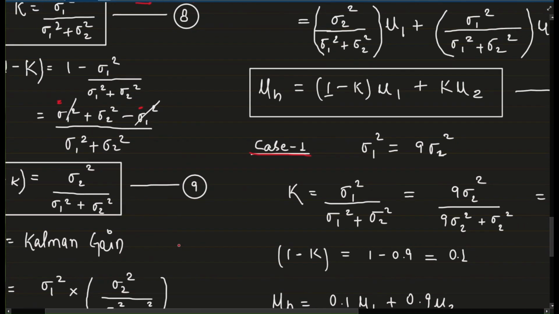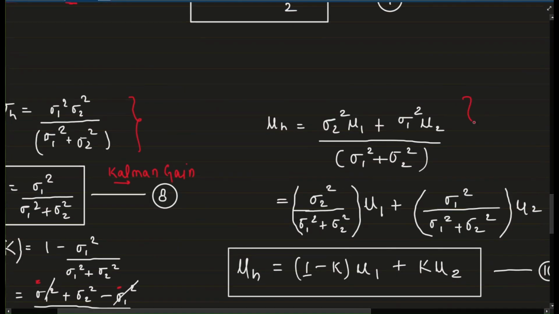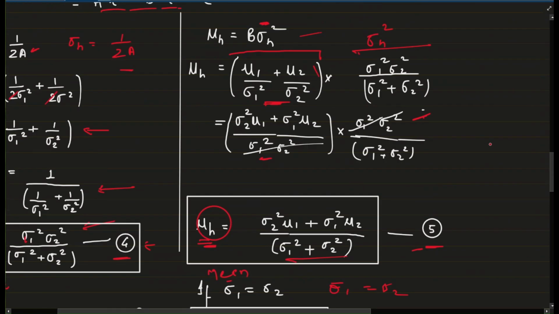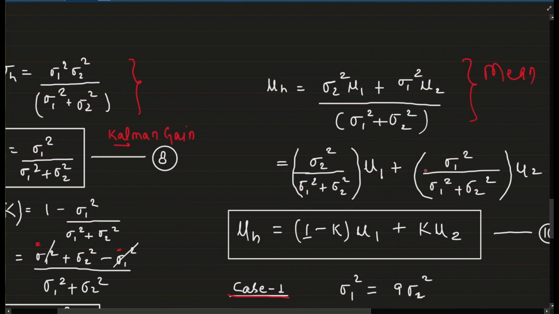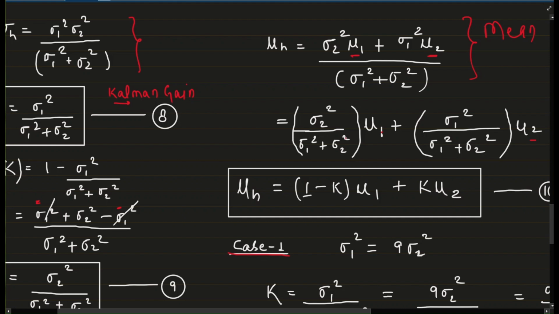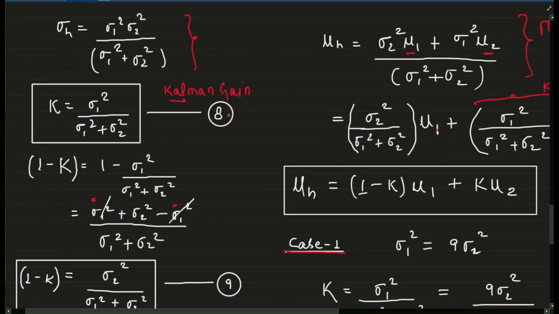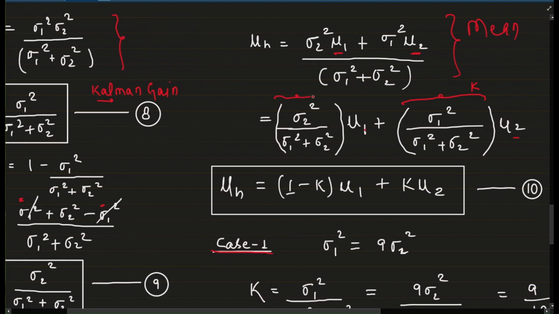So now we come to the mean equation, the mean formula, mean of posterior, which has been taken from equation 5 here. I have split the numerator and defined it in terms of mu1 and mu2. Once you do that, very beautifully, this part is nothing but Kalman Gain, which I had defined here, k, and this part becomes 1 minus k, and that's the reason we did that manipulation earlier. So this whole equation now becomes: mu of h, that is mu of posterior, equals 1 minus k multiplied by mu1 plus k multiplied by mu2.